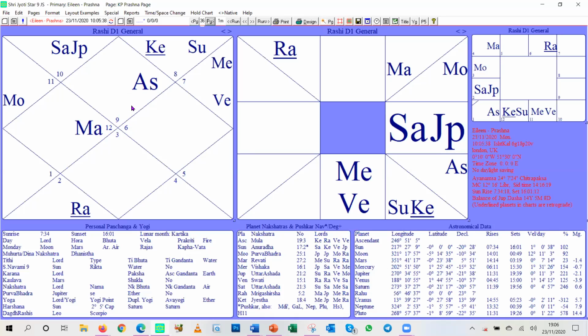Now, let's have another one, okay? Look at this Jupiter here. Can someone tell me where Jupiter is?